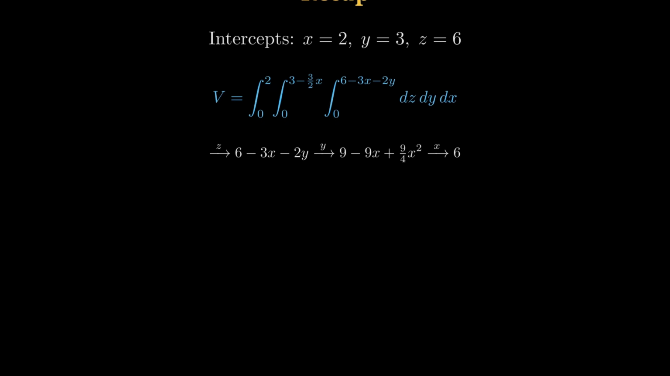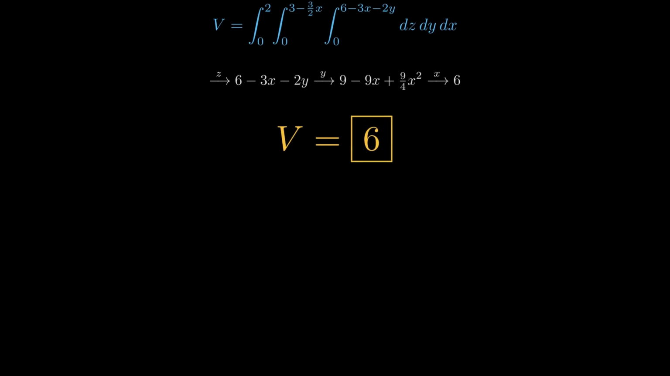And the final answer is, the volume of the tetrahedron is 6. Exactly what the geometric formula predicted. And the integral confirms it step by step. 3 nested integrals. 1 clean result.